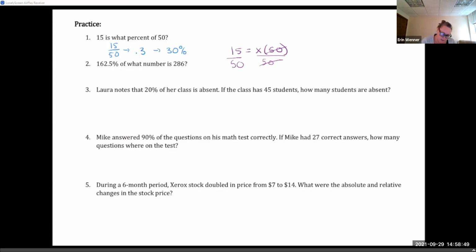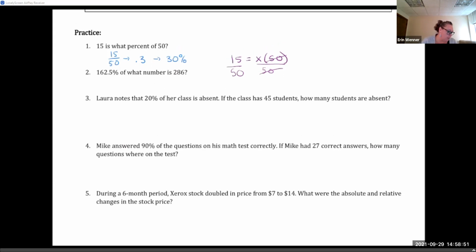So when doing these, something that's helpful to keep in mind is that the part is equal to the percent number times the whole. Or we can also think of this as the percent over 100 is equal to the part over the whole.